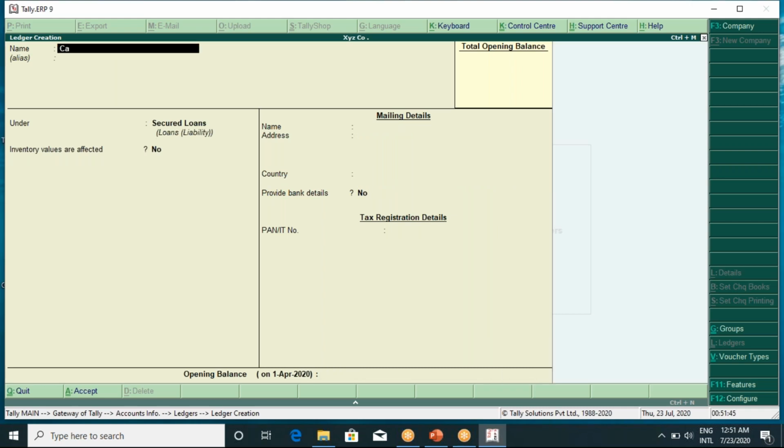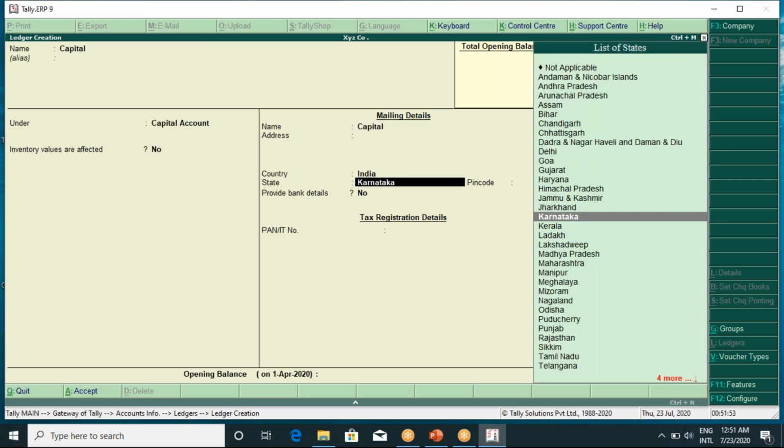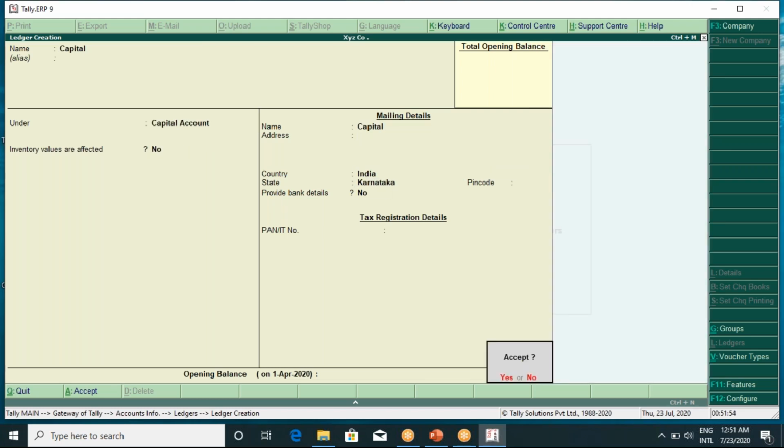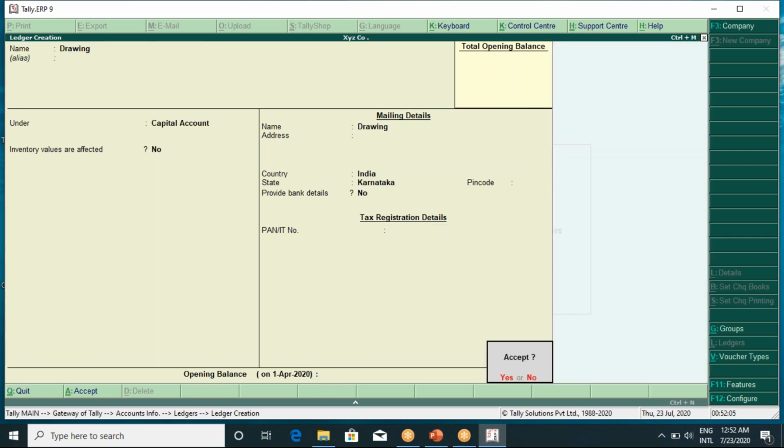Next one is capital. Capital comes under the capital account. Next one is drawings. Which head does drawings come under? This one also comes under the capital account. Drawings.